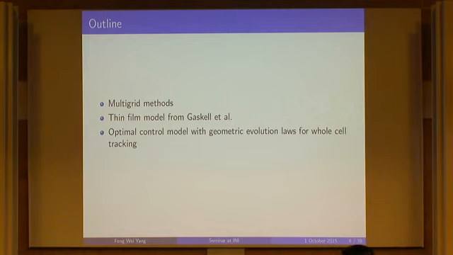Because if you gain efficiency, but you lose a lot of accuracy, or you get something completely different, then really it's not worth doing. So accuracy is what matters. And then in the end, we'll look at a quite computationally demanding and memory hungry optimal control problem in 2D and 3D, with whole cell tracking as the application, which is linked to the main theme of the workshop.